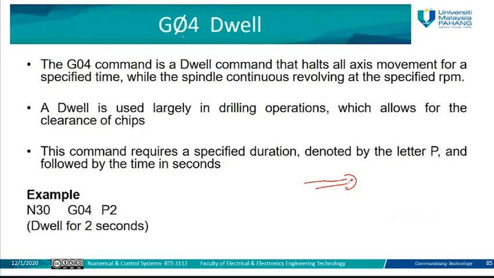After G04, we need to define for how long we want the tool to be stopped, I mean, how many seconds. For example, we use this format: N30 G04 B2. The letter B is used to define the period of time that we want the spindle to be in the dwell or idle mode, rotating in idle for 2 seconds. So the spindle moves from one point to another, rotates for 2 seconds, then goes through the workpiece to create the hole, for example. So it moves, stops for a while, 2 seconds, then performs the task.